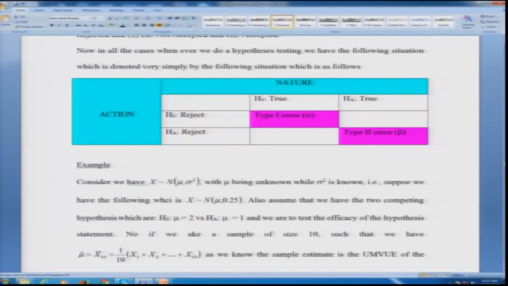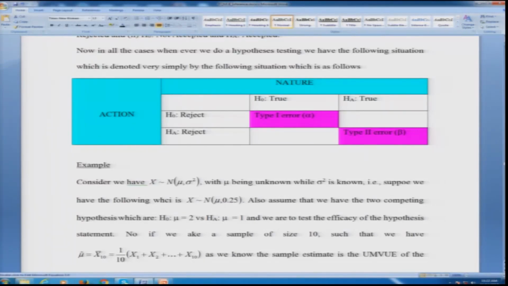Consider we have x which is normally distributed with the mean mu and sigma square, where mu is the mean and sigma square is the variance. Mu is unknown, sigma square is known, and suppose sigma square is given as 0.25.